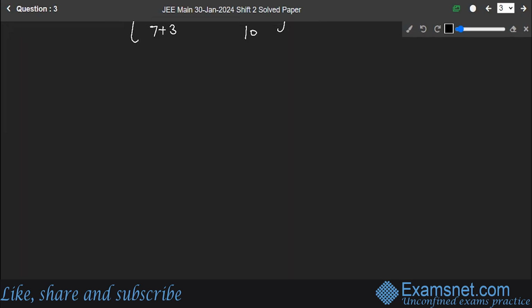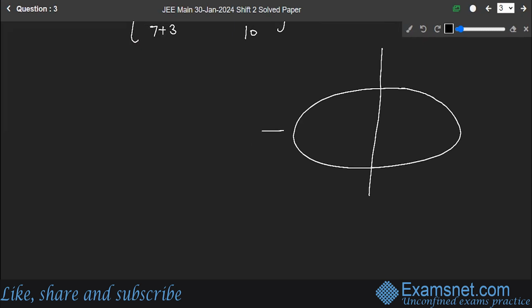Now this is your ellipse. This is your directrix. What is the equation of the directrix? 3x minus 25 is equal to 0. So this gives me x is equal to 25 upon 3. Okay, fine. Let's say this is the focus. It's given that this is S.